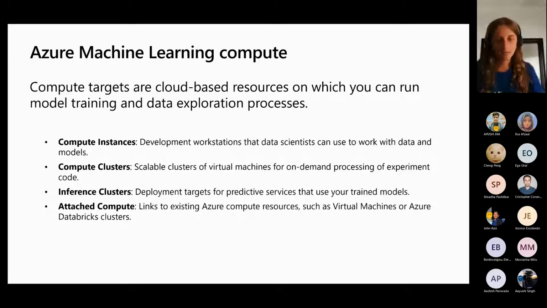We have the compute instances, which are virtual machines set up for running machine learning code during development. So they are not designed for production. Then we have compute clusters, which are a set of virtual machines that can scale up automatically based on traffic. We have inference clusters, which are similar to compute clusters, but they are designed for deployment. So they are deployment targets for predictive services that use trained models. And finally, we have attached compute, which are any compute target that you manage yourself outside of Azure ML, like, for example, virtual machines or Azure Databricks clusters.